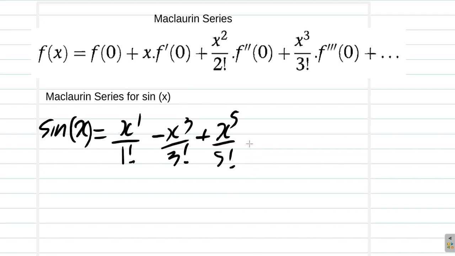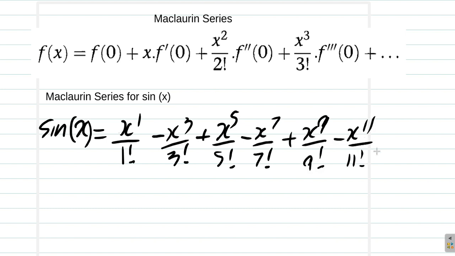What's the next term you think would come? You notice x is raised to odd powers divided by the factorial of the odd numbers, and we switch between plus and minus. So next will be minus x to the 7 over 7 factorial plus x to the 9 over 9 factorial minus x to the 11 over 11 factorial plus x to the 13 over 13 factorial minus x to the 15 over 15 factorial, and so on and so forth. Will be plus. Right? You get the idea?